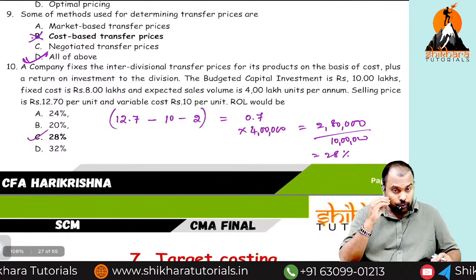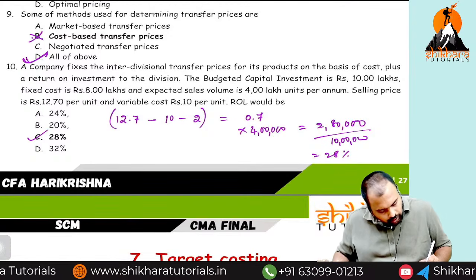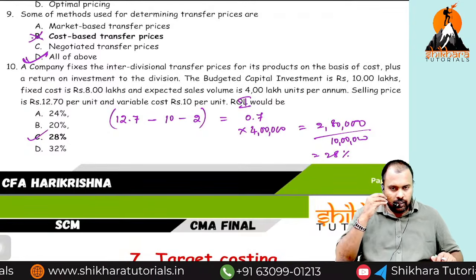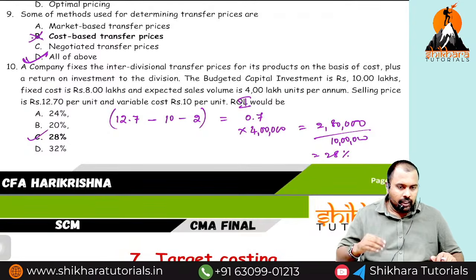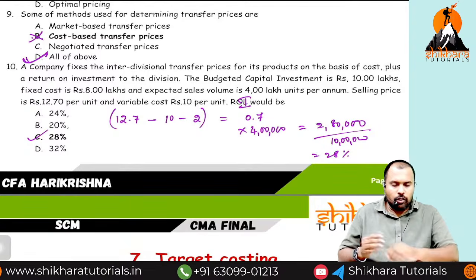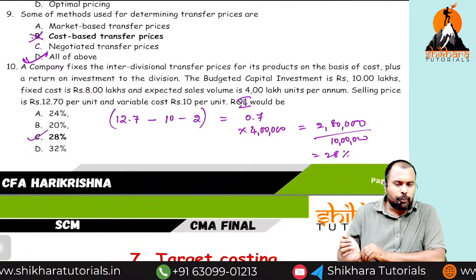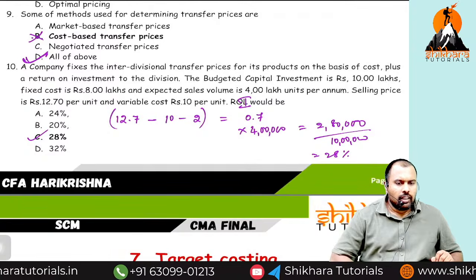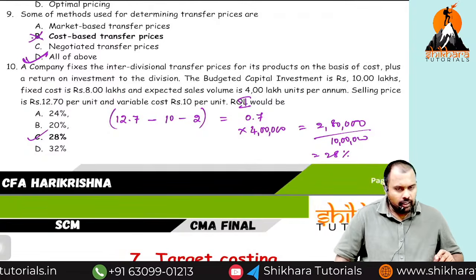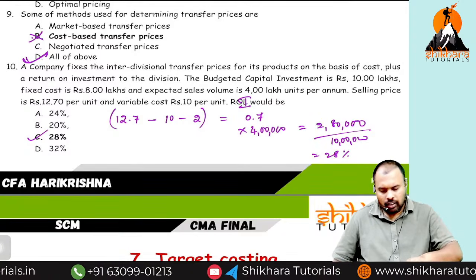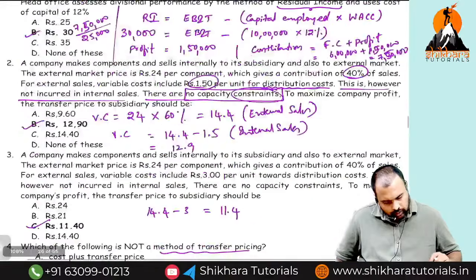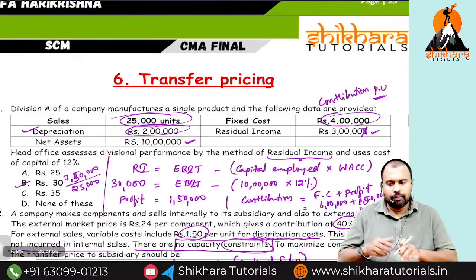They're asking us the ROI. How much is our ROI? So from the total transfer price, deduct the cost, then find out the profit. So profit per unit is 0.7. 4 lakh units we are selling. 2,80,000 is the total profit, and for the investment of 10 lakhs, 28% has to be your ROI. Okay. So that's about transfer pricing.